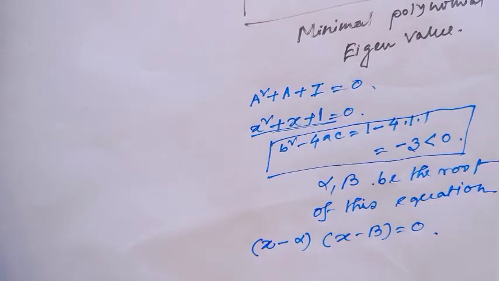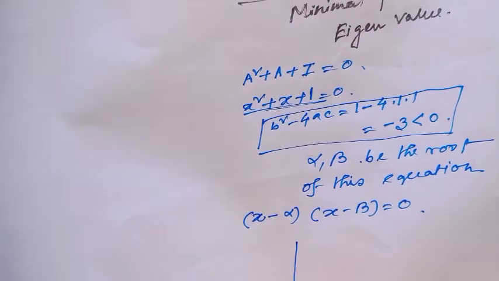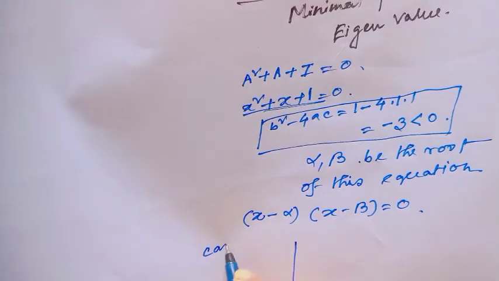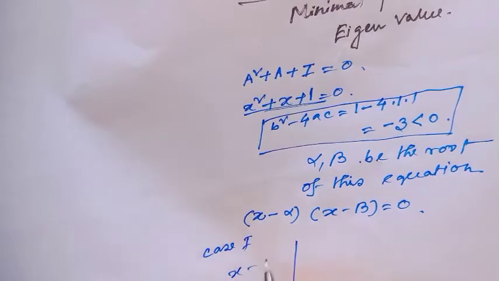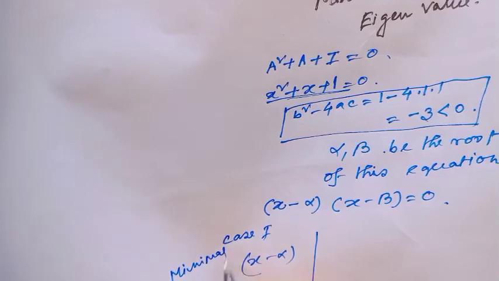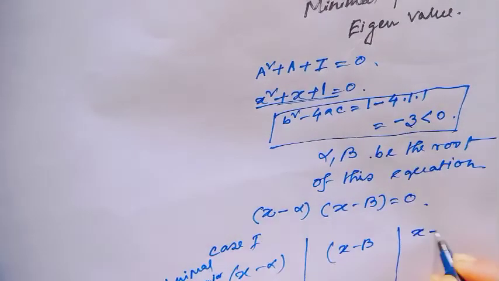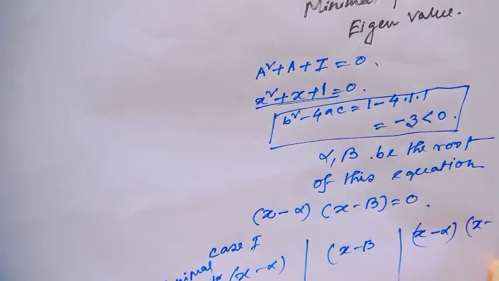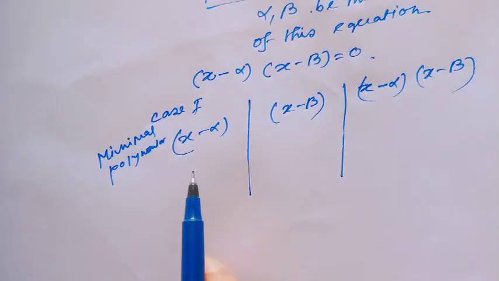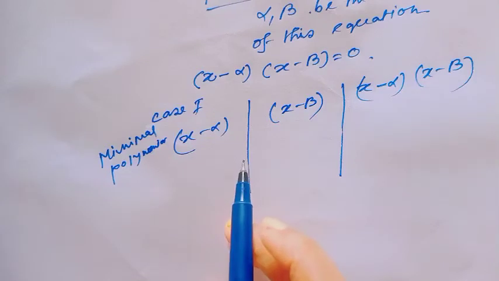So since the minimal polynomial divides this polynomial, the possibilities of the minimal polynomial: case 1, it can be x minus alpha, or it can be x minus beta, or it can be x minus alpha times x minus beta. Now at first think, can x minus alpha be the minimal polynomial?